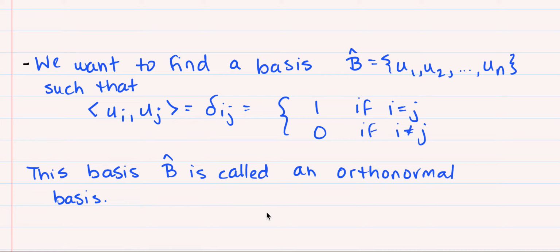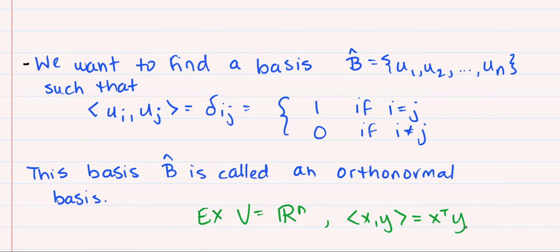Now, if we have the vector space, for example, let's say V is equal to R^n, and we have just the normal inner product, then it's really easy to come up with an orthonormal basis. The standard basis is an orthonormal basis: e1, e2, up to en. Recall that e_i has a 1 in the ith position and 0s everywhere else. If you take the length of these vectors, they all have length 1.